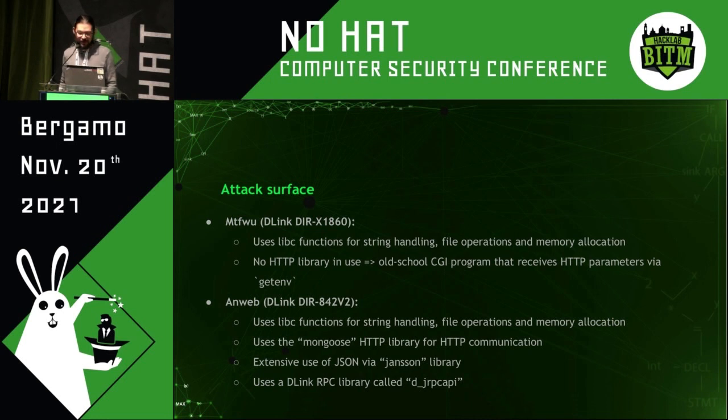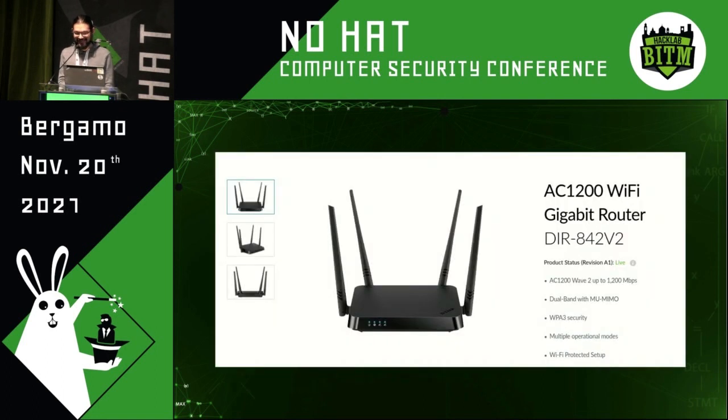Then for the other one, this is actually the cheaper router, but it's not as old school. So these guys also use libc functions for string handling, file operations, memory allocation. But then they have a library called Mongoose that they use for HTTP, well, for all handling of HTTP, really, including WebSockets. Then they have a JSON library called Jansson. We didn't really look into that much. And there's an internal RPC library called DJRPC API. We also didn't look into that too much. You'll see we didn't have to look very deep, actually. So I'll just talk about that cheaper router for now, and then Claudio will talk about the more expensive one.